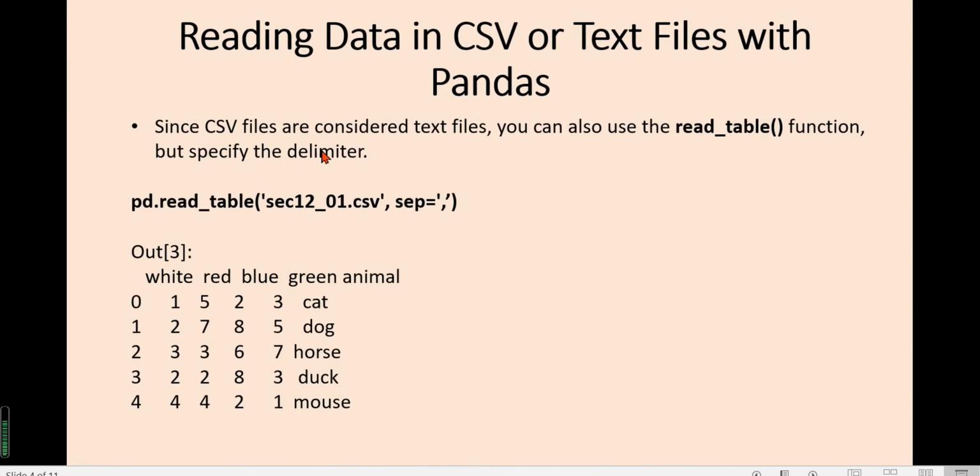And since the CSV files are considered as text files also, you can also use the read_table function, but by specifying the delimiter. So we can also write pd.read_table here, and the same file, but we have to put sep equals comma in the quotes here. So the output will also be a data frame, same as before. 5 columns with column names for the column variables, and 5 index for the rows.